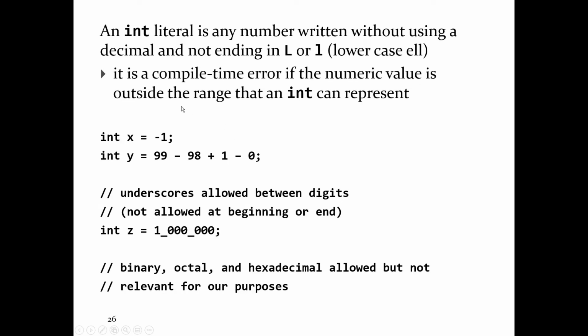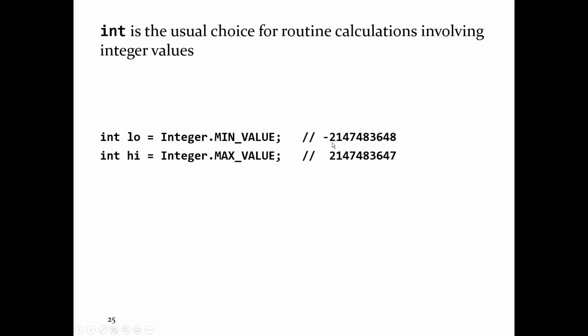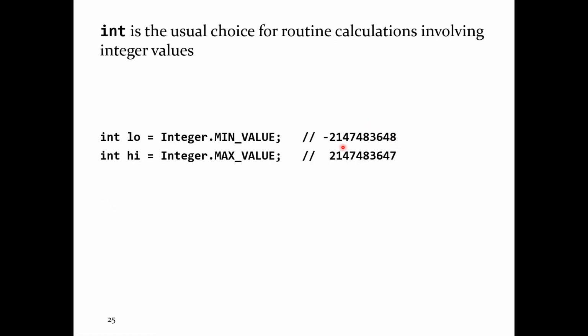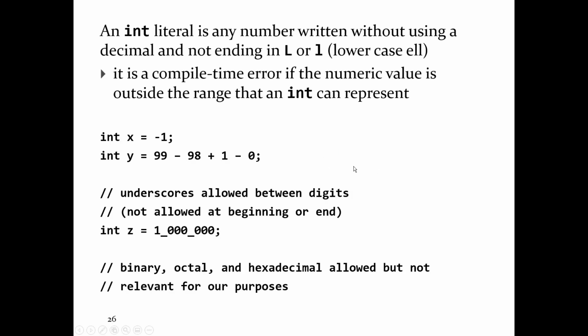If you try to write down an int literal that's more negative or more positive than that range, the compiler will flag that as an error. You cannot write down a literal that is outside of this range; the compiler won't let you. So minus 1 is an int, 99 is an int, 98 is an int, 1 is an int, 0 is an int.